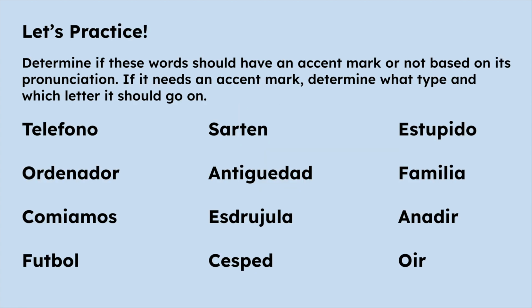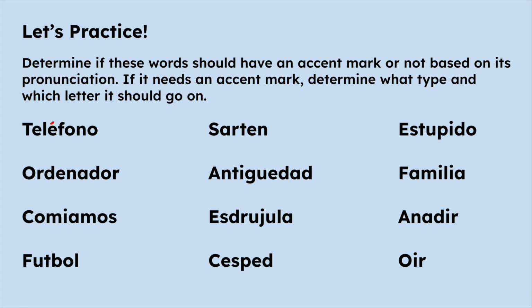Let's practice. Determine if these words should have an accent mark or not based on their pronunciation. If it needs an accent mark, determine what type and which letter it should go on. Teléfono. Accent mark on the second E because it ends with a vowel, so the stress should fall on the fo, but it falls on the le, so accent mark on that syllable. Ordenador. No accent mark needed. It follows the stress rules, ends with R, and the stress should fall on the last syllable, and it does.